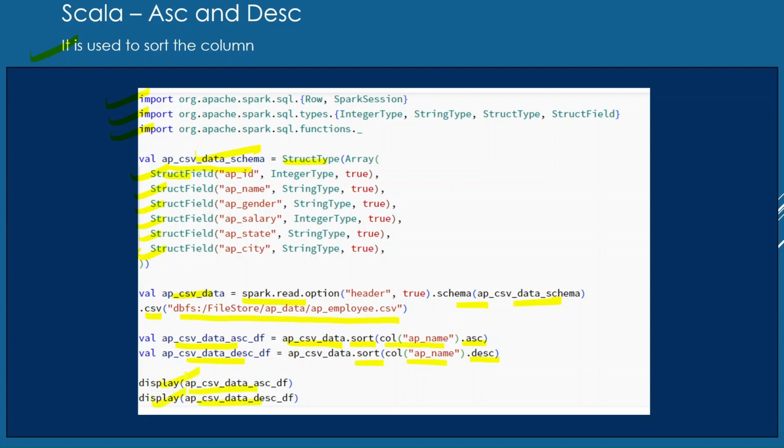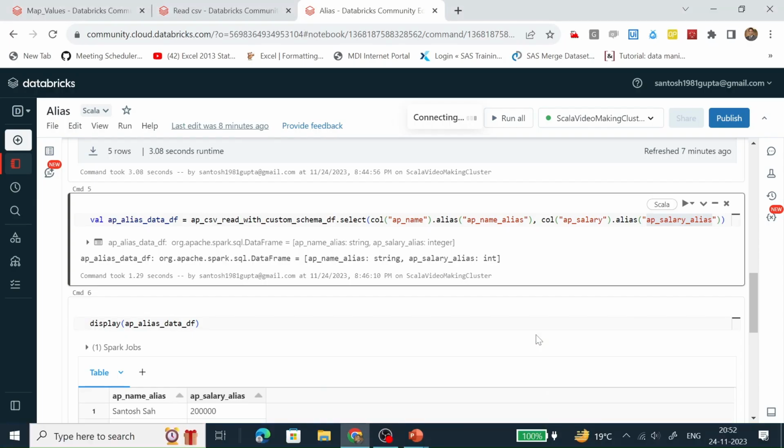Till here, reading of the CSV file and creating the data frame, we have done multiple times. So I am going to copy the code from one of my previous exercises and I will show you how this ascending and descending function is going to work in Scala. So let's go to the Databricks.